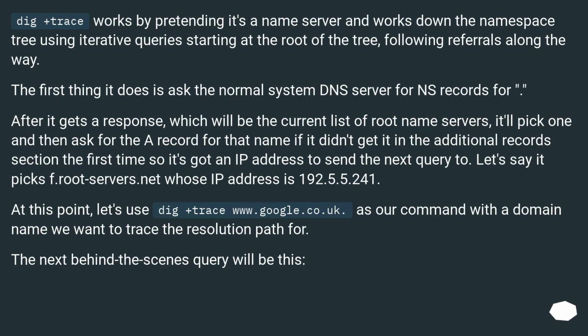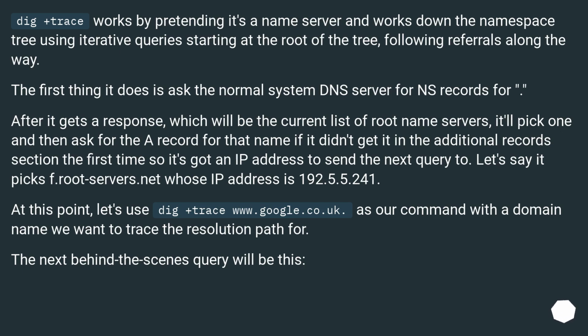Dig +trace works by pretending it's a name server and works down the namespace tree using iterative queries, starting at the root of the tree, following referrals along the way. The first thing it does is ask the normal system DNS server for NS records for the root. After it gets a response, which will be the current list of root name servers, it'll pick one and then ask for the A record for that name if it didn't get it in the additional records section the first time, so it's got an IP address to send the next query to.